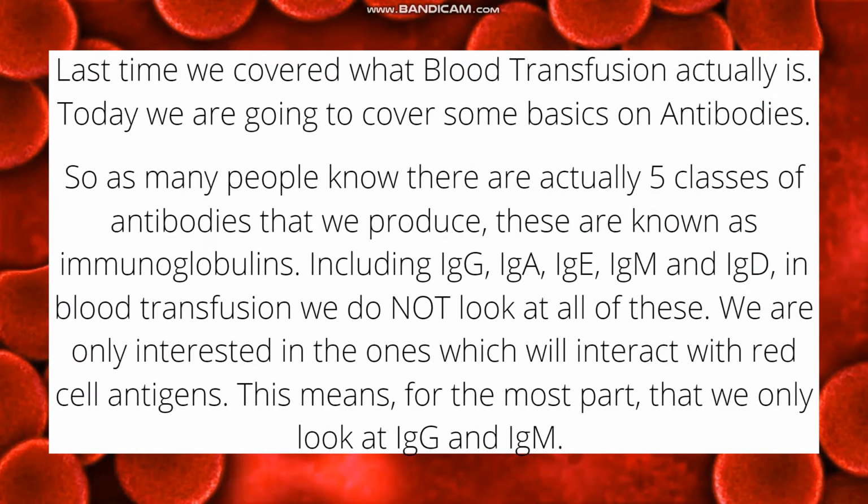So last time we covered what blood transfusion actually is. Today we're going to cover some basics on antibodies. As many people probably know, there are 5 classes of antibodies that we produce, which are known as immunoglobulins. These include IgG, IgA, IgE, IgM, and IgD. In blood transfusion, as a rule, we do not look at all of these. We're only interested in the ones that will interact with red cell antigens, and this means for the most part, dependent on what you're doing in your blood transfusion career, we only look at IgG and IgM.